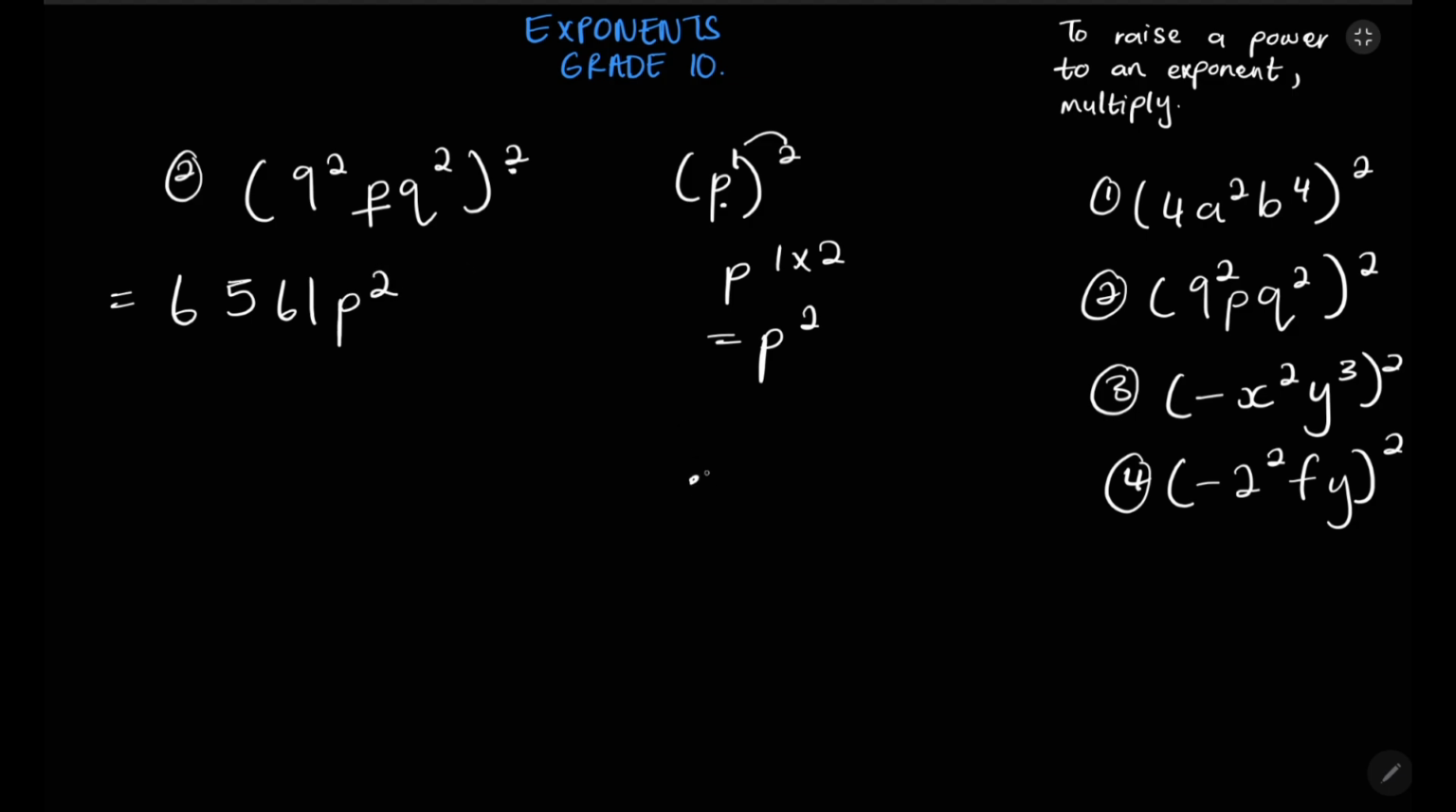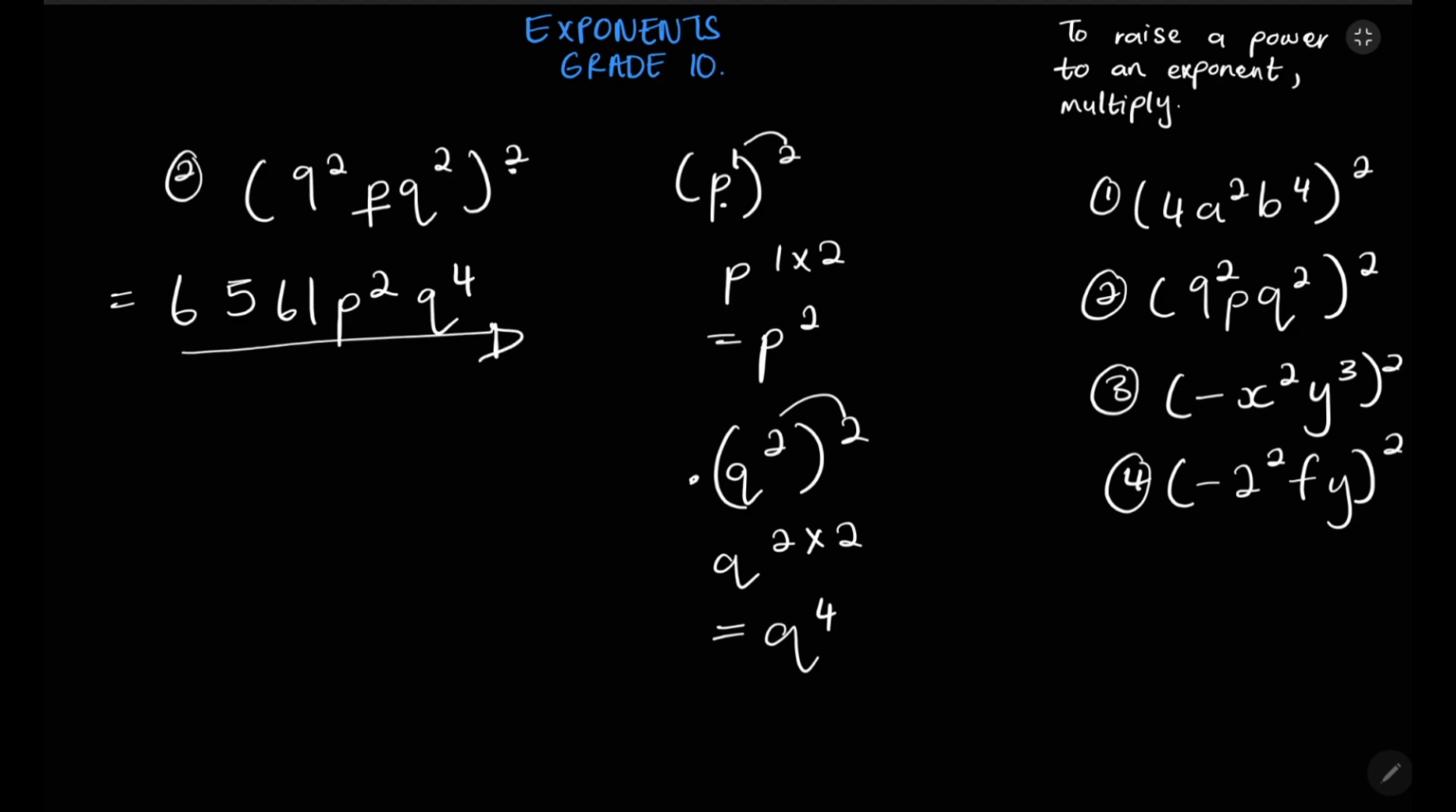Now let's move to our other variable. We have q squared, but it's in a bracket. You have a 2 outside our bracket. So you write down our base, which is q. What's the next step? Multiply our exponents. 2 times 2, your answer is q to the power 4. So this is q to the power 4. And that is your final answer.